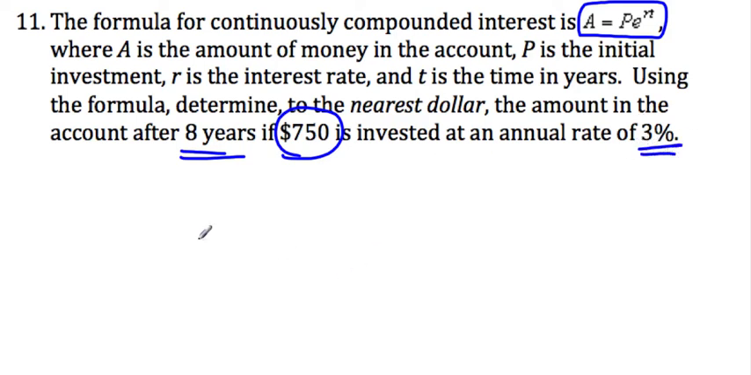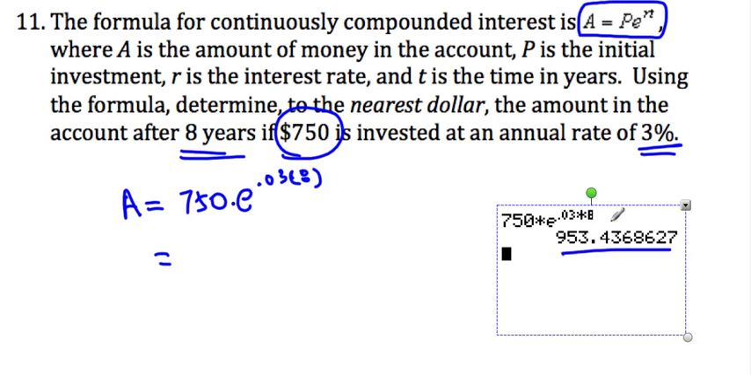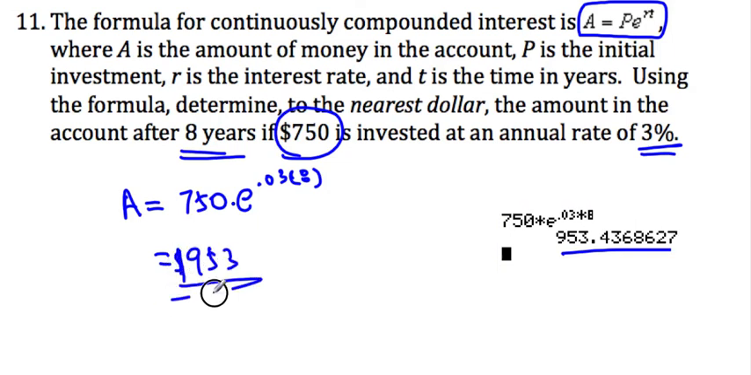at an annual rate of 3%. So basically what we're looking at is A is equal to P, the initial amount, which is 750, times e to the r, which is 3%, so 0.03, and 8 years, so I'm going to put 8 in place of t. That's basically what we can do. So here we get 750 times e, which is right over here, the second ln, and 0.03 times 8. Then here, this is what we end up getting. They want us to put it to the nearest dollar, so we end up getting 9.53. That becomes our final answer.